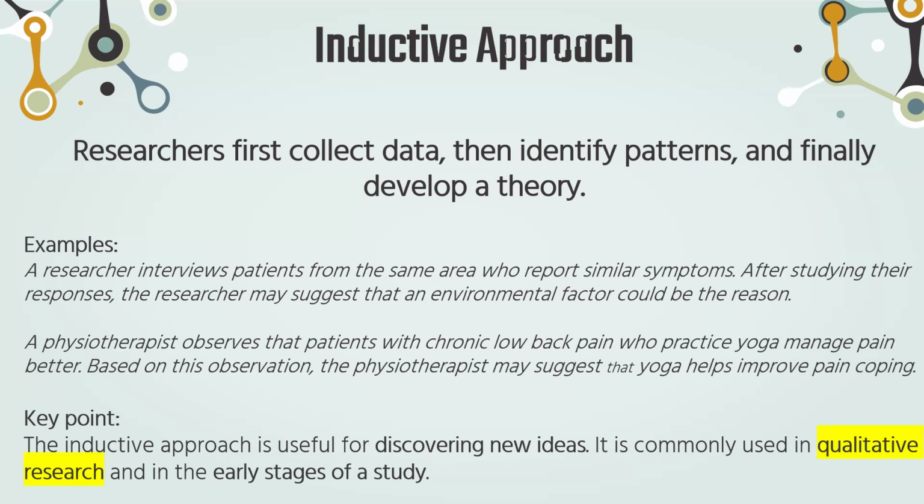Let's understand the example given here. In the first example, the researcher interviews patients from the same area who report similar symptoms. After studying their responses, the researcher may suspect that an environmental factor is causing the problem. This means the researcher begins with the patient experiences and observations. Then the researcher identifies a pattern. Finally, the researcher develops a possible explanation.